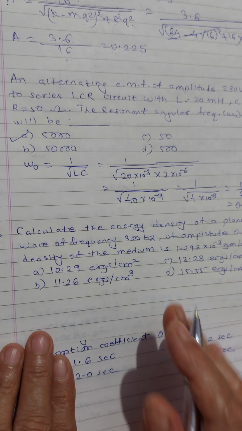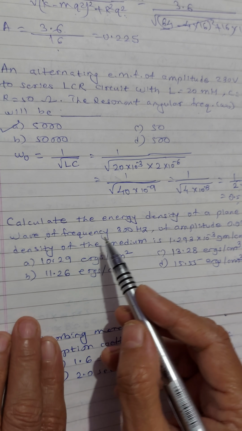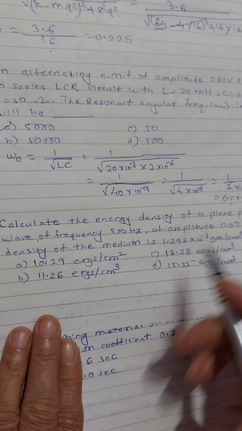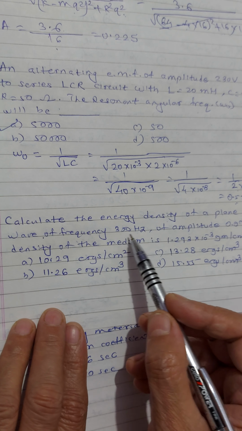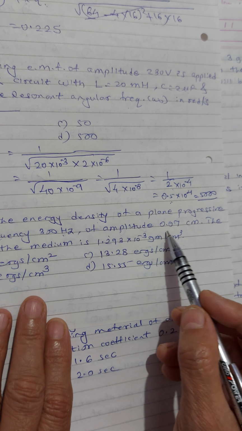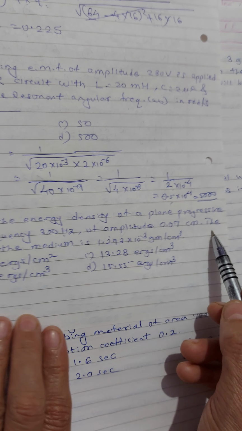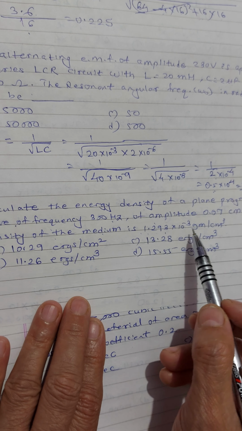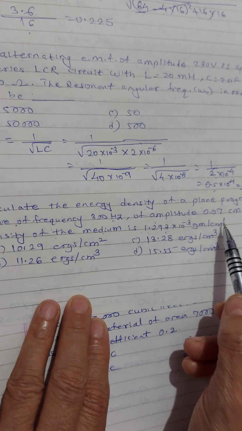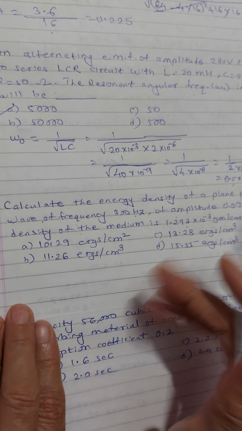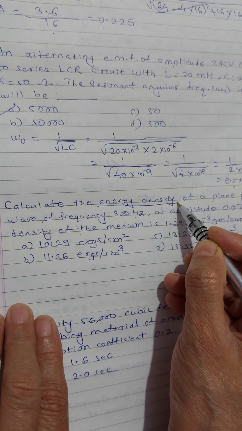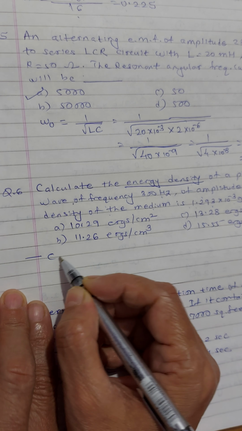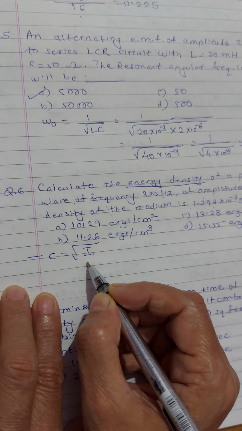Afterwards we'll go to the next question, which is: calculate the energy density of a plane progressive wave of frequency 300 Hertz and amplitude 0.07 centimeter. The density of the medium is 1.293 into 10 to the power minus 3 grams per centimeter cube. So here we need to calculate basically the energy density. So to know the energy density, we need to know the formula first. What is the formula? C is equal to under root T by mu.